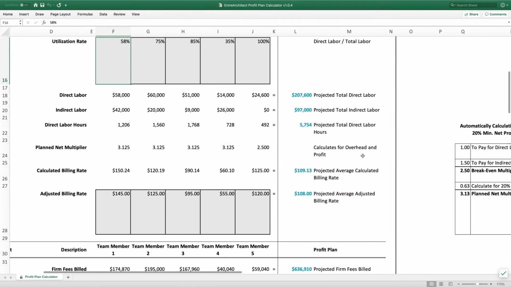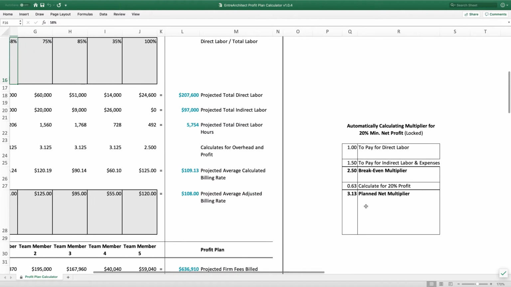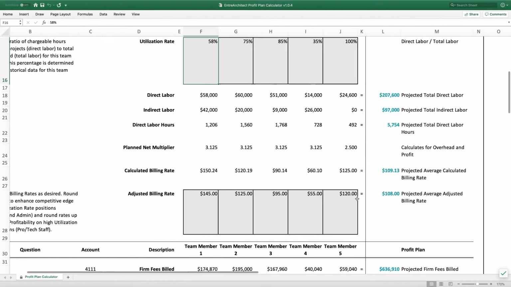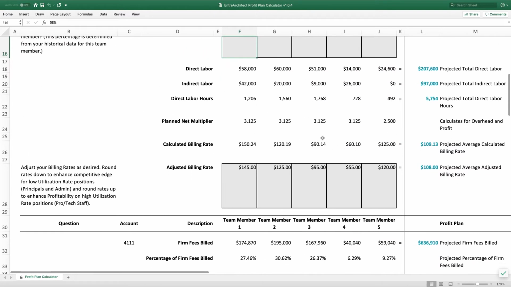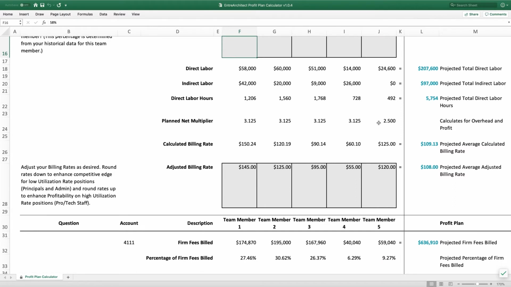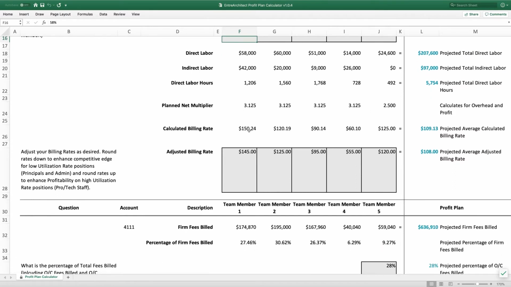The way this works is right over here. This is the calculation that we went through in the worksheet. So if you wanted to see it, once you plug in these numbers, they are going to adjust and give you this plan net multiplier. In this case, the plan net multiplier is 3.13 and is calculated across here automatically, which gives you the calculated billing rate that we talked about in the profit plan. This is the calculated billing rate.